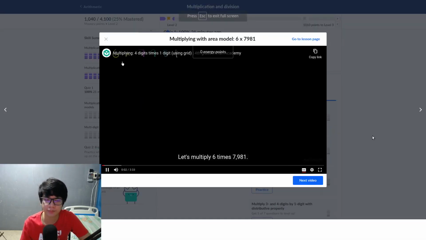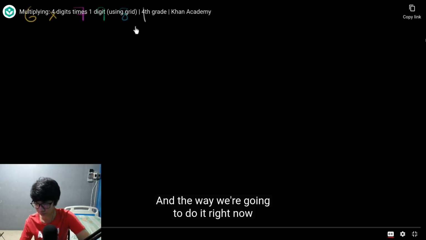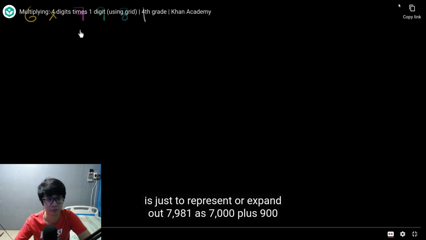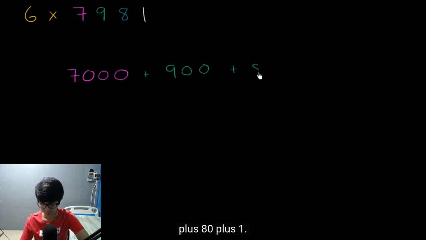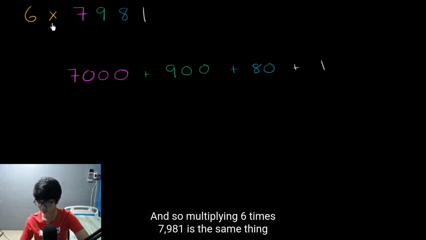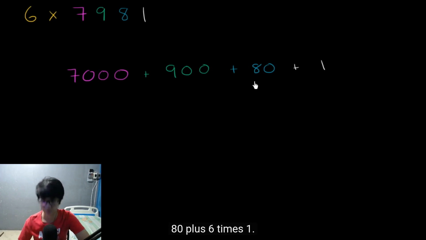Let's multiply 6 times 7,981. And the way we're going to do it right now is just to expand out 7,981 as 7,000 plus 900 plus 80 plus 1. And so multiplying 6 times 7,981 is the same thing as multiplying 6 times 7,000 plus 6 times 900 plus 6 times 80 plus 6 times 1. You'd essentially distribute the 6.